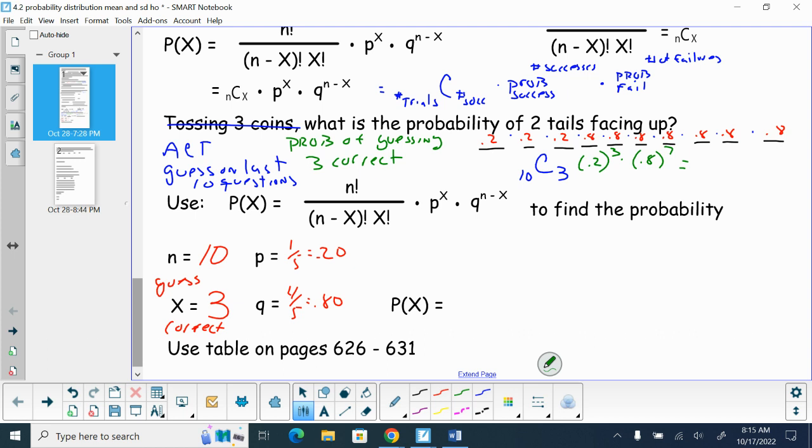What did we come up with? 0.201, which is a 20.1% chance that you will guess 3 of them correct. So you have a 20% chance of guessing 3 of them correct.